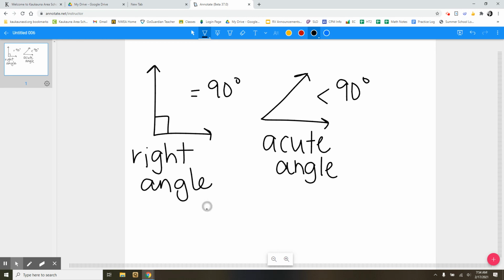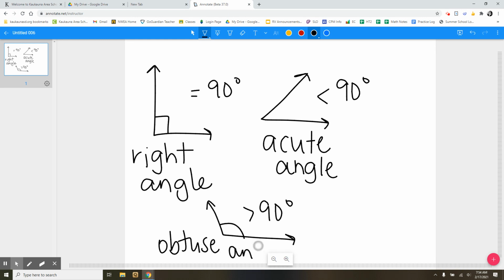When we come over here, okay, we see that it's this whole distance right here. This angle, you can see that is farther or larger than 90 degrees, so it's greater than 90 degrees. This is called an obtuse angle. Okay? And these are the three major angles that we focus on.